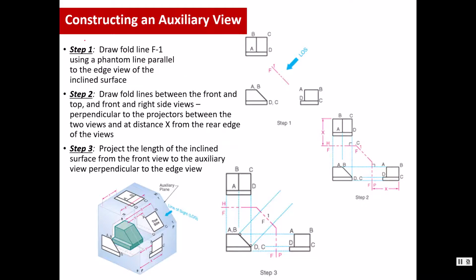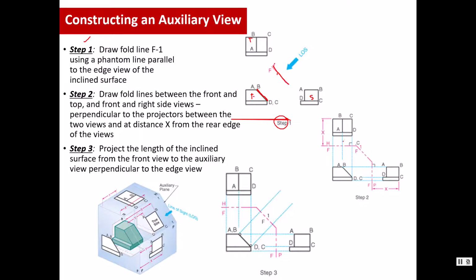There are steps for doing that. We follow it one by one. Step one, as you can see here, we already have the front, the top, and also the side view. What we need to do is draw a fold line, this line, using a phantom line parallel to the edge. So this line will have to be parallel to this line.